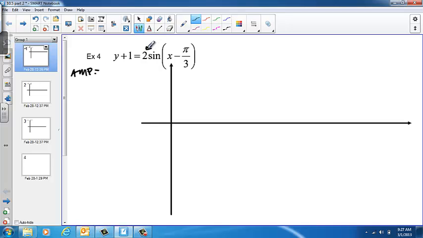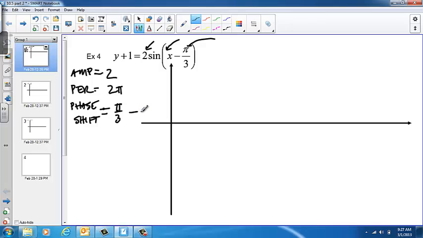That 2 is playing the role of a, so the absolute value of 2, which is 2, is the amplification. The period of this sine wave is going to be 2π, because there is no b value being multiplied by x. Let's talk about the phase shift. Remember, the phase shift is affected by this x − π/3. So what that does is it's π/3 to the right.